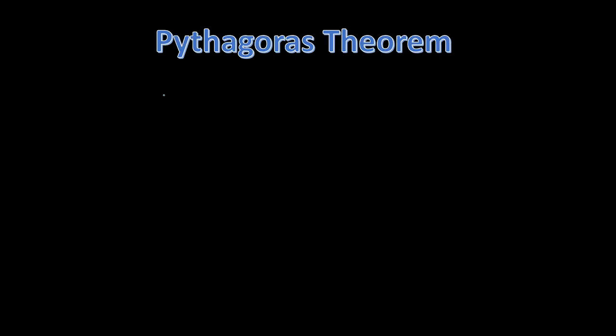Now this theorem focuses on the sides of the right angle triangle. So this is the hypotenuse. Now we're going to label this A, we're going to label this B, and we're going to label this C. It's important to know that C is the hypotenuse. Pythagoras theorem states that A squared plus B squared is equal to C squared. The sum of the squares of the two sides is equal to the square of the hypotenuse.